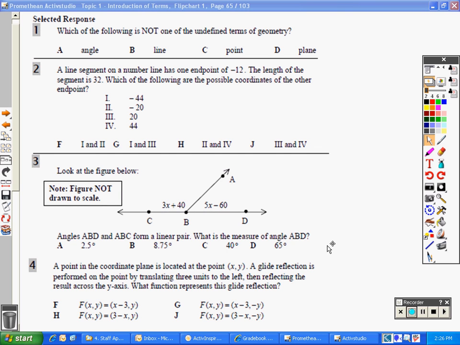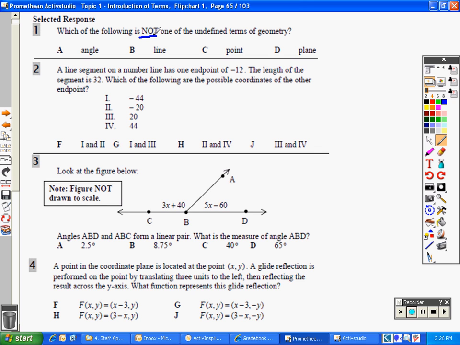Okay, so right now you should be looking at the 7 additional review questions that I gave you in class today. And these are just more questions that you can use to prepare for your test tomorrow. All right, first question asks, which of the following is not one of the undefined terms of geometry?